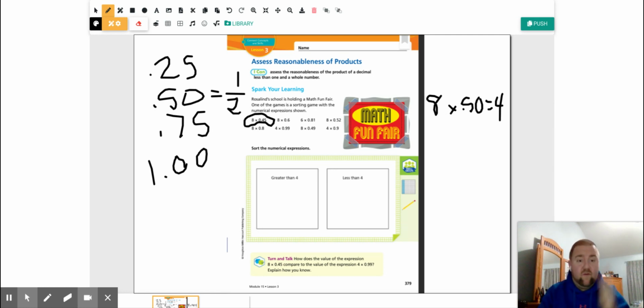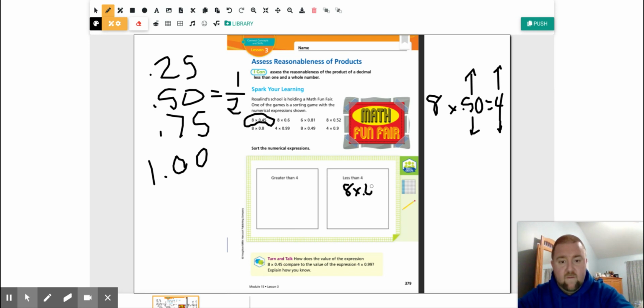We want to know if this is greater than 4 or less than 4. So what we need to look at is our estimate and say, okay, if we were to increase 50 hundredths, then our answer would be greater than 4, right? Well, we had 45 hundredths, which means we decreased 50 hundredths. So our answer is actually going to be less than 4. So that first problem, 8 times 45 hundredths, is going to go in the less than 4 category. Again, since we multiplied by less than 50 hundredths, our answer is going to be less than 4. If we multiplied by greater than 50 hundredths, our answer would be greater than 4.